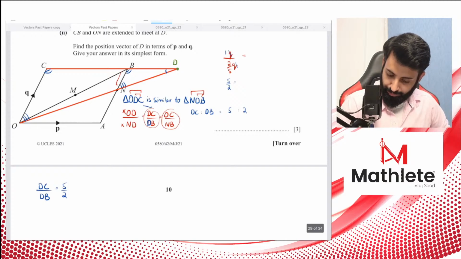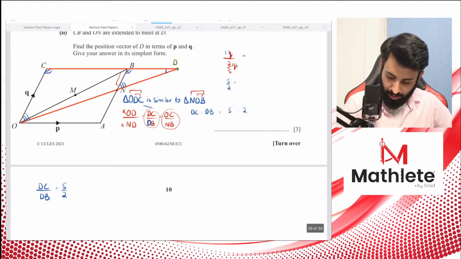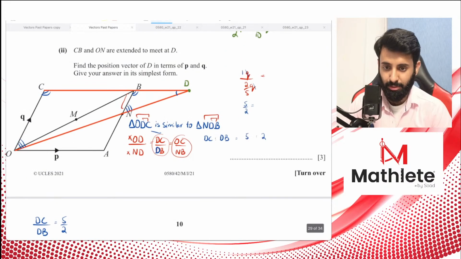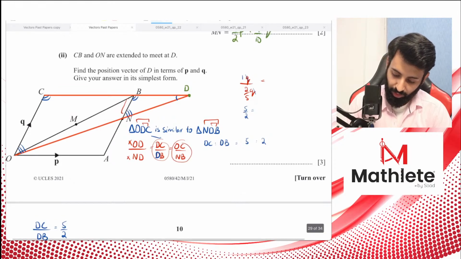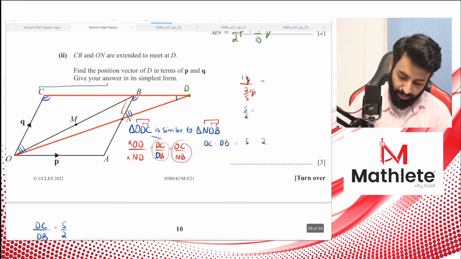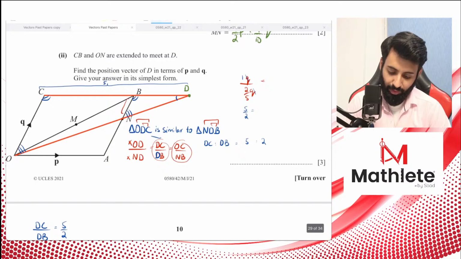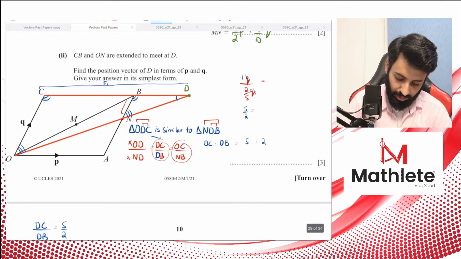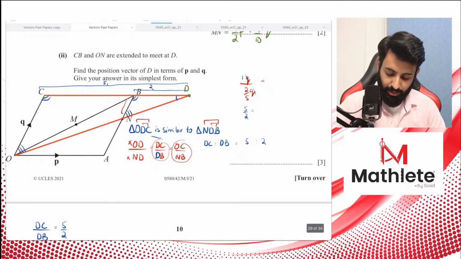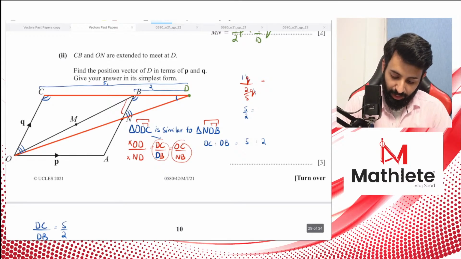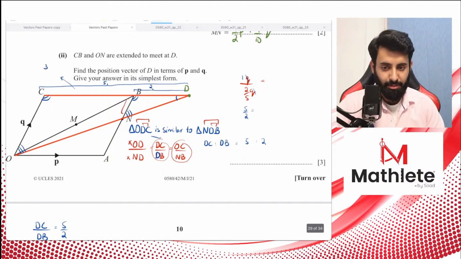Okay, DC and DB are in the ratio of 5:2. Now here's how this works. Pay close attention. DC is basically 5 parts, and DB is basically 2 parts. Now what that means is that CB is basically equal to how many parts? CB is equal to 3 parts.